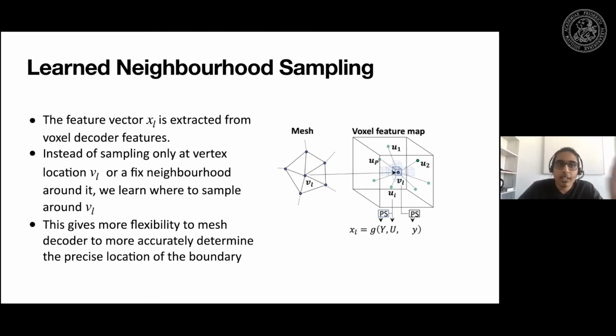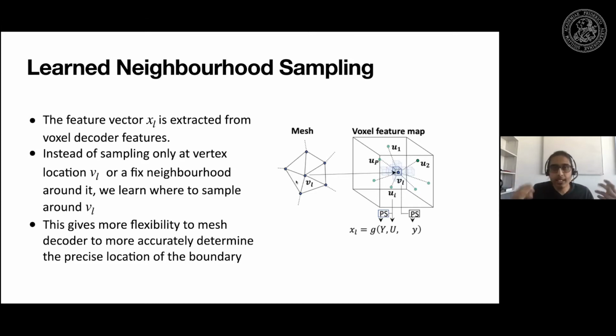Before I say what learned neighborhood sampling is, I have to first define what sampling is. This terminology is taken from the Pixel2Mesh work as well. Sampling is basically, we want to exchange information between the two representations. We have the voxel feature map here, and then we have the mesh. We need a mechanism to exchange information between these two representations.